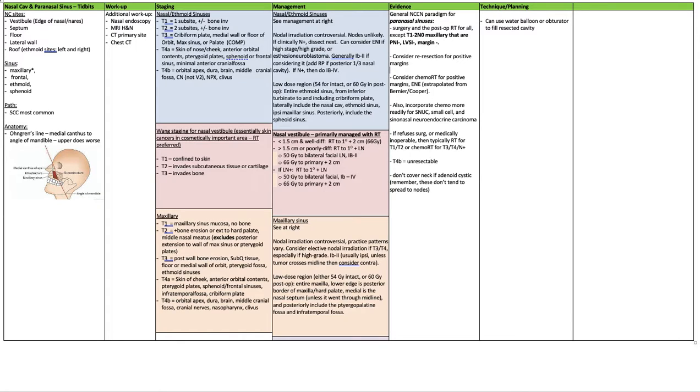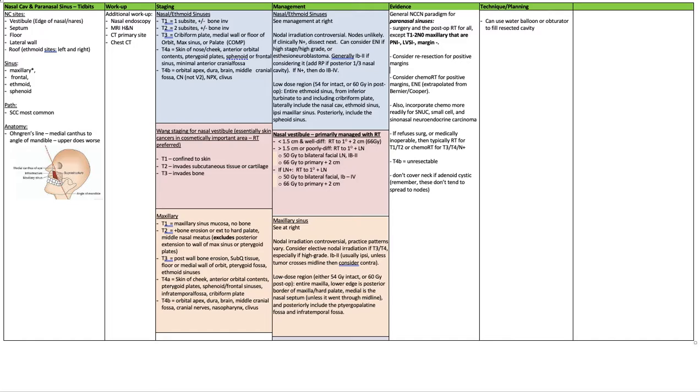Management of nasal and ethmoid sinus. See management at right. Nodal irradiation is controversial. Nodes are unlikely. If the patient is clinically node positive, then dissect. Can consider elective nodal irradiation if they are high stage or high grade, or esthesioneuroblastoma. Generally, you would cover levels 1B to level 2. If considering it, add retropharyngeal if posterior 1/3 nasal cavity. If node positive, then do 1B to 4.